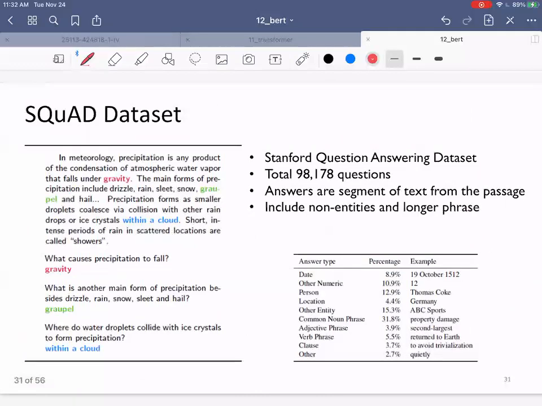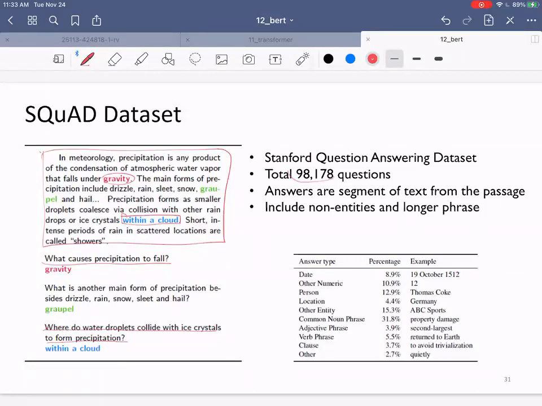So let's take a look at the Squad dataset for a brief moment. Here, there's a reference text, some scientific text. And the question is, what causes precipitation to fall? You need to select the correct word in the reference text. It could actually be a sequence of words. For example, if the question is, where do water droplets collide with ice crystals to form precipitation? Then you need to select a span of text in your reference text. So that is the Squad dataset.